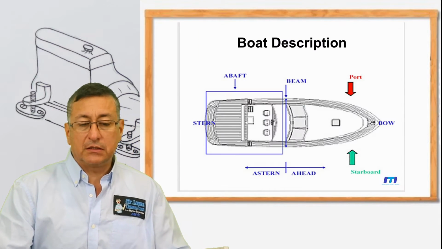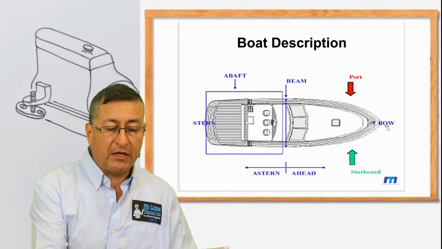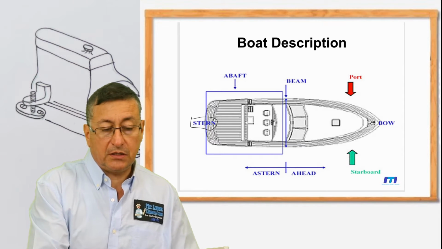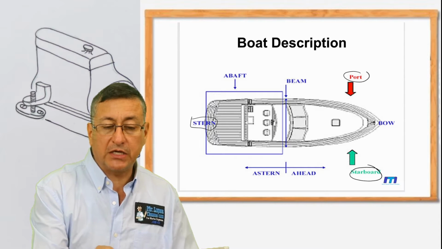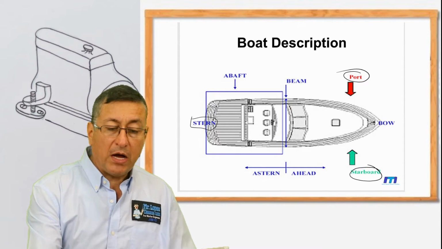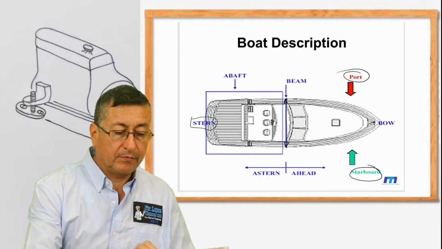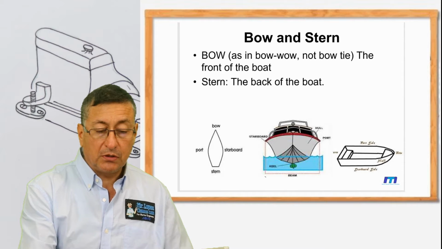Exactly the same like this. We have a bow over there. We have a stern in the back, and this is the starboard side. This is the starboard side, and this is the port side. And the width of the boat is the beam. Yeah, this is the beam of the boat.